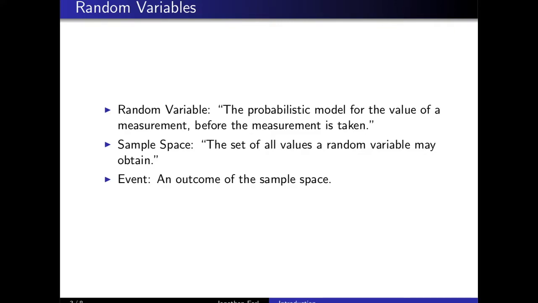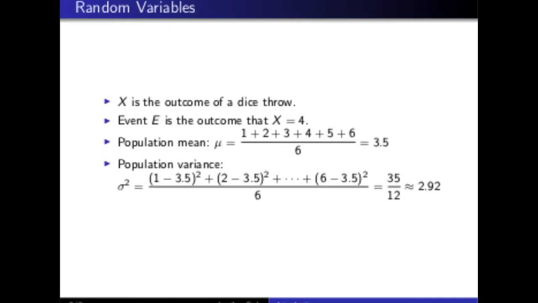Okay, and then along with a random variable, there's also the idea of a sample space, and this is kind of similar to the population last time, but it is slightly different. So for this, it's the set of all values a random variable could obtain. And we also want to talk about events. Events are just outcomes of the sample space.